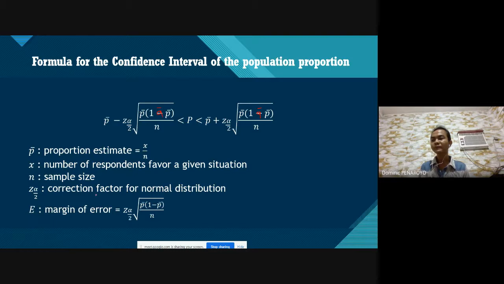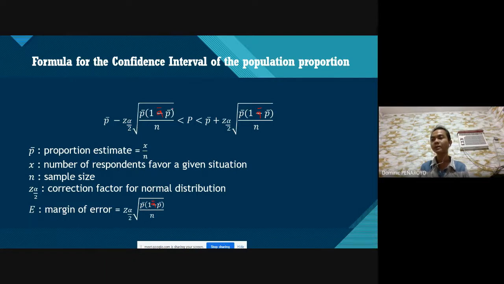The same as in the Z distribution, we have the four most likely used confidence levels and their corresponding Z values. So, that is what we will use as Z alpha over 2. And then our E, the formula for the margin of error, is this: Z alpha over 2 times square root of P bar times Q bar all over N.